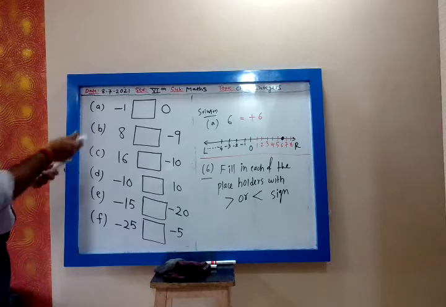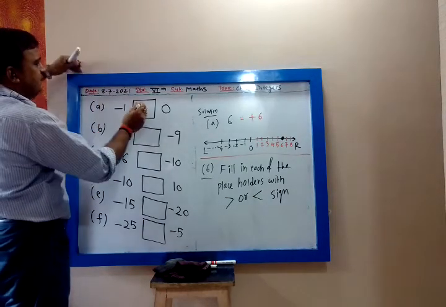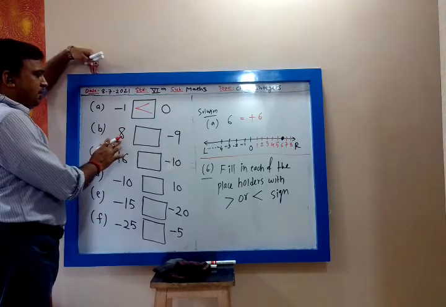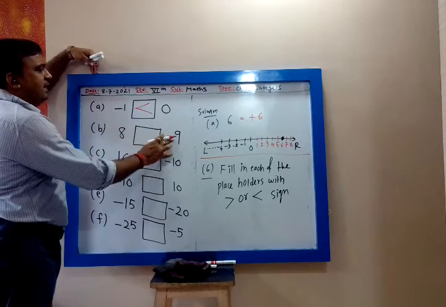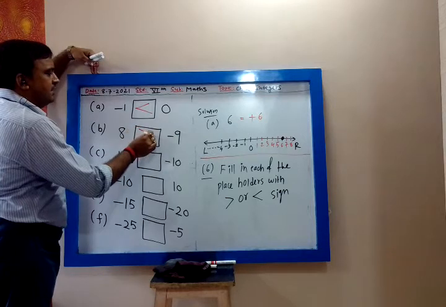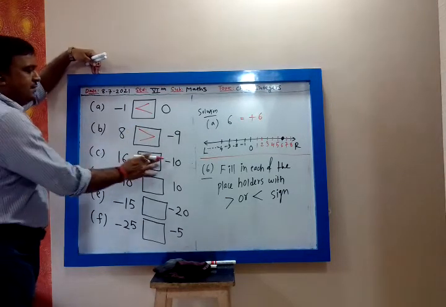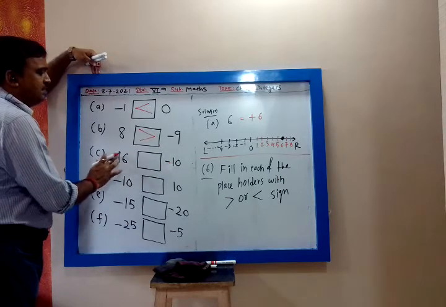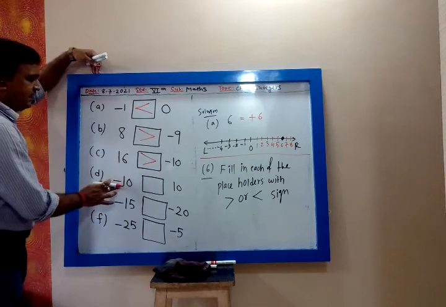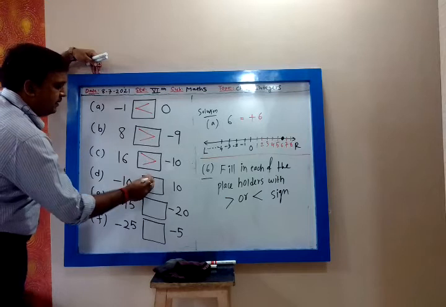So let us solve this. This is negative, this is 0. So minus 1 will be less than 0. Now this is positive, plus 8, and this is minus 9. Positive numbers are bigger than negative numbers, so 8 will be greater. Now this is plus 16, and this is minus 10. Positive numbers are bigger than negative numbers. Now this is minus 10, this is plus 10. Positive numbers are bigger than negative numbers.